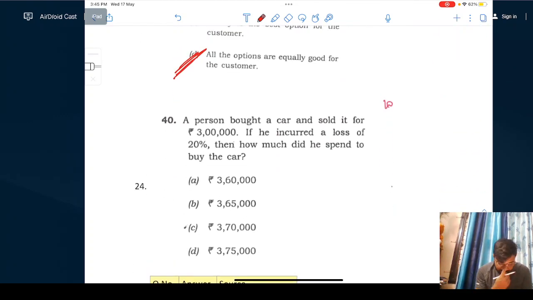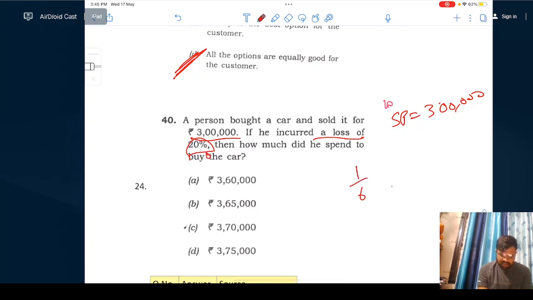A person bought a car and sold it for rupees 3 lakh. Okay, so the SP is equal to 3 lakh, 300,000. Incurred a loss of 20%. Incurred a loss of 20% means, see, 1 by 5 is 20%. Sorry, loss, it is loss. So 1 by 5 is equal to loss upon CP.